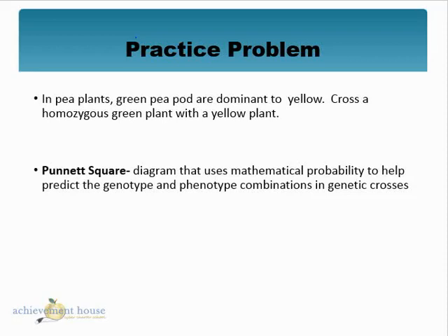Let's practice how to use Punnett squares to predict the results of genetic crosses. A Punnett square is a diagram that uses mathematical probability to help predict the genotype and phenotype combinations in genetic crosses. Let's look at our first problem. In pea plants, green pea pod are dominant to yellow. Cross a homozygous green plant with a yellow plant.